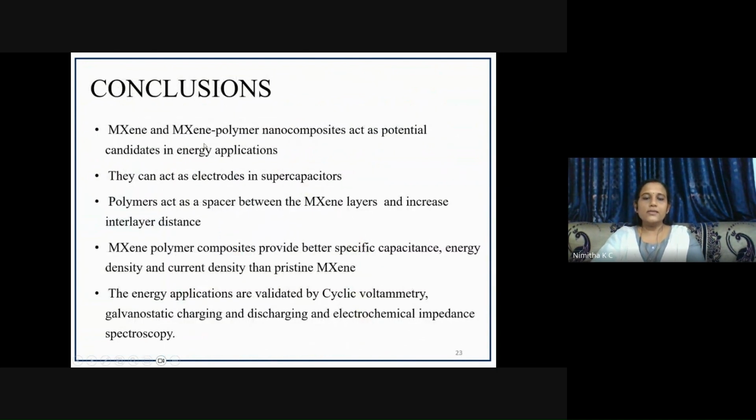These are my conclusions. MAXene and MAXene polymer nanocomposites act as potential candidates in energy applications. They can act as electrodes in supercapacitors. Polymers act as a spacer between MAXene layers and increase the interlayer distances, which positively contributes towards the electrochemical behavior of the prepared materials. MAXene polymer composites provide better specific capacitance, energy density, and current density than the parent pristine MAXene compounds. The energy applications can be validated by CV, that is cyclic voltammetry, galvanostatic charging and discharging, and electrochemical impedance spectroscopy.